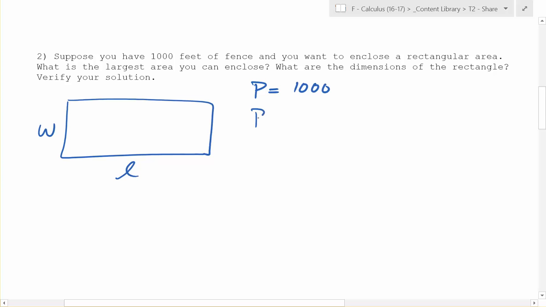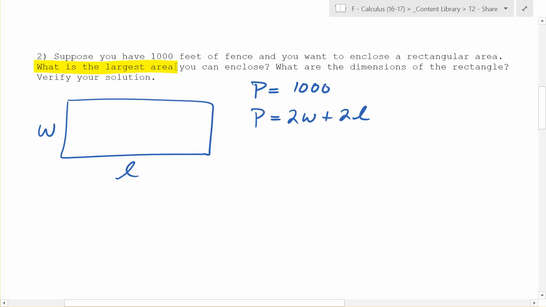How do we express perimeter in terms of length and W? 2W plus 2L. Thank you. And look what it's asking for. It's asking for us to find the maximum. What's the largest area? What's the largest area?